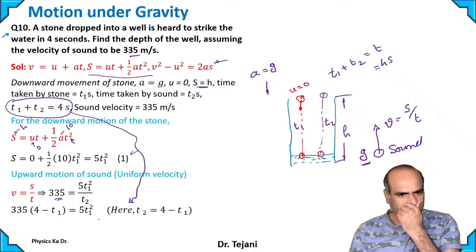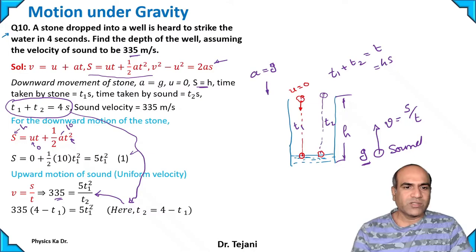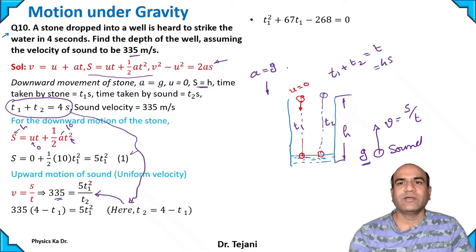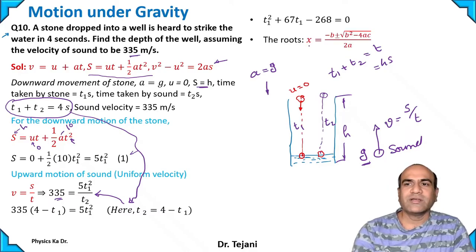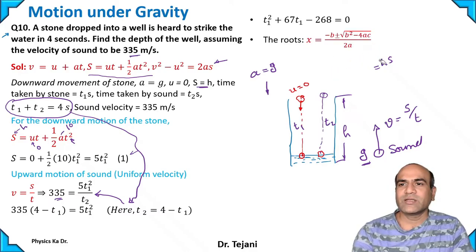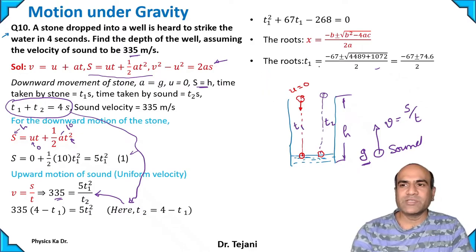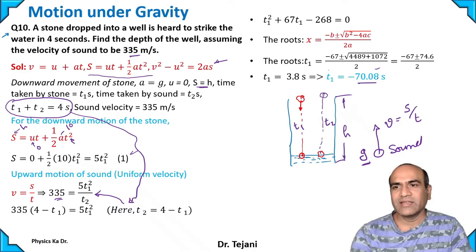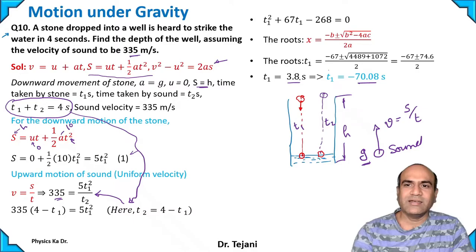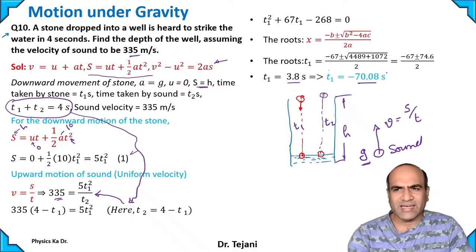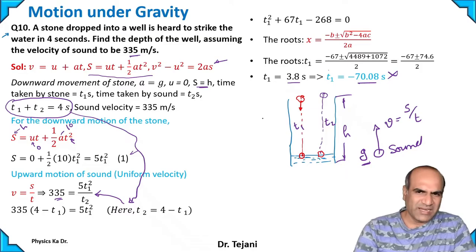Put the value of T2 over there, and now the equation is having only one variable: T1 square plus 67 T1 minus 257. Use this root formula, put the values here, and find the solution. T1 becomes minus 17.8 or 3.8 seconds. So negative is not possible. Don't be negative.